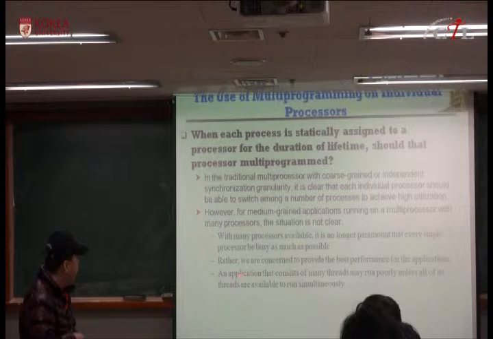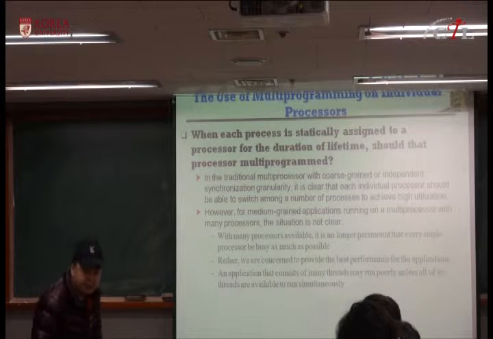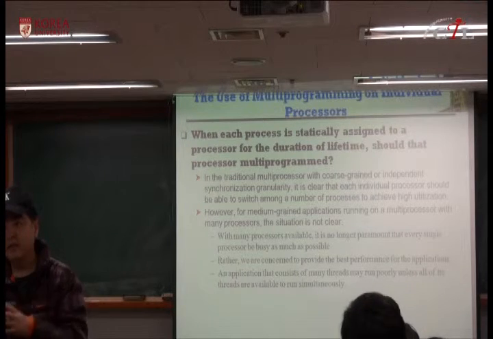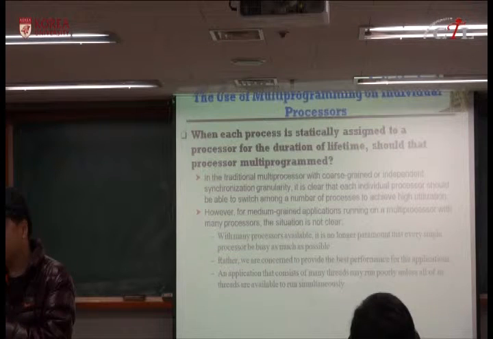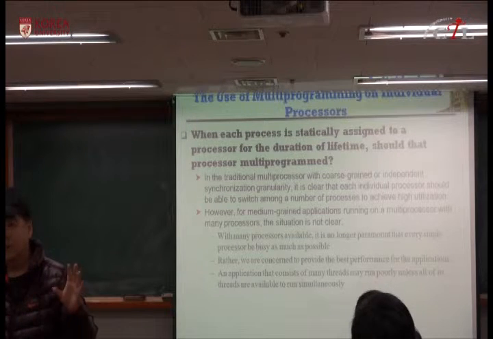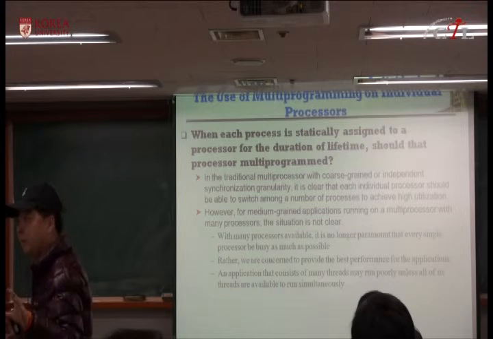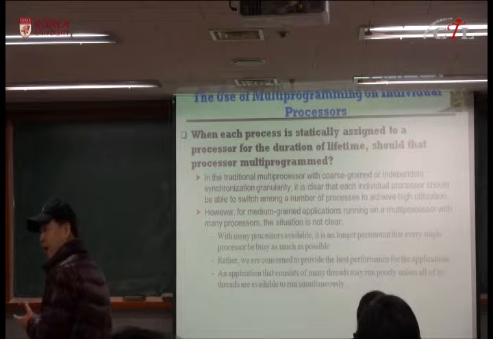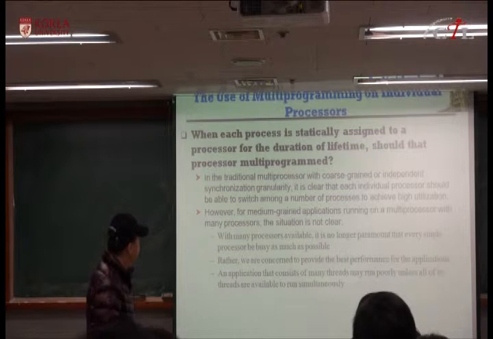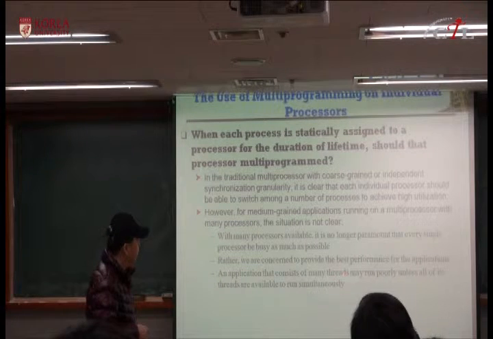An application can consist of many threads, and if you allow multiprogramming, it may run poorly. Multiprogramming means whenever a thread is blocked, you switch to another thread, and then there might be another thread waiting in another processor. They might be blocked because of frequent coordination or synchronization. Then if one thread suffers in performance because of multitasking, it might affect the entire application performance. So an application that consists of many threads may run poorly unless all of its threads are available to run simultaneously.